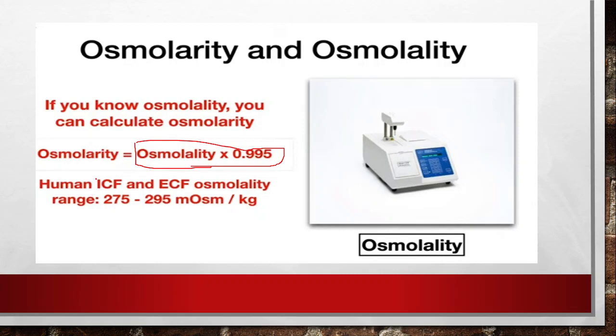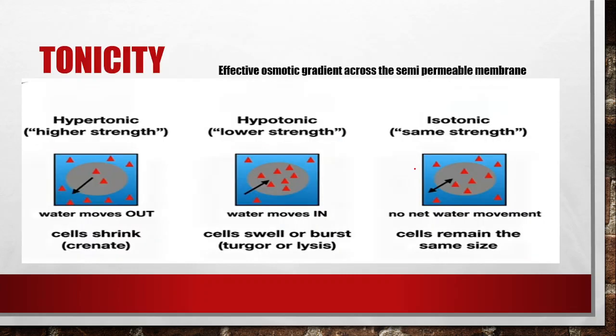If we look at the human intracellular fluid and extracellular fluid, their osmolality may range from 275 to 295 milliosmol per kg. This is the machine which is used for measuring osmolality.